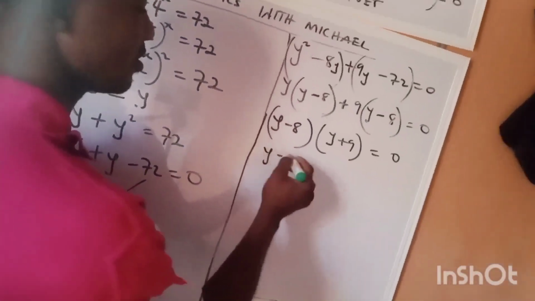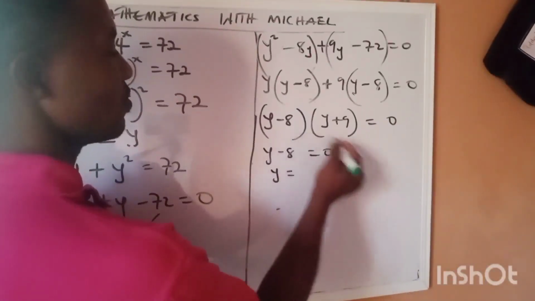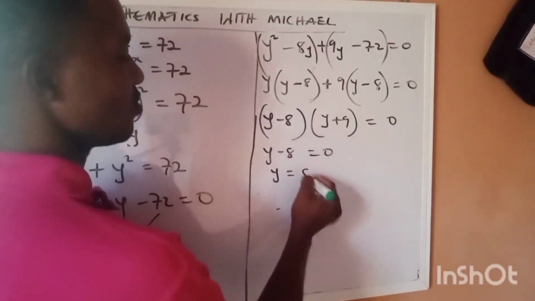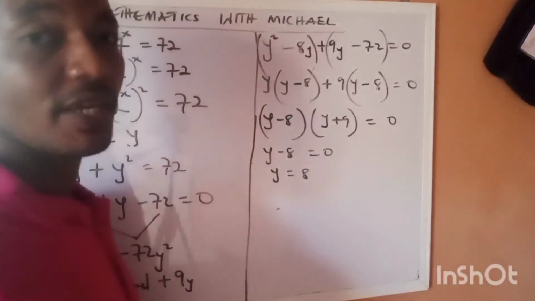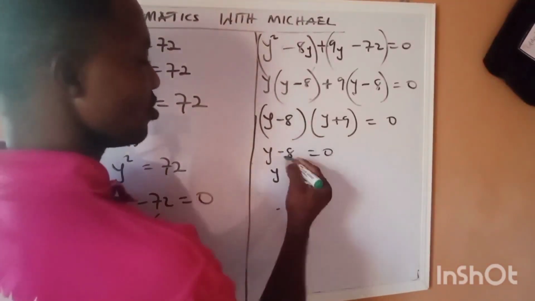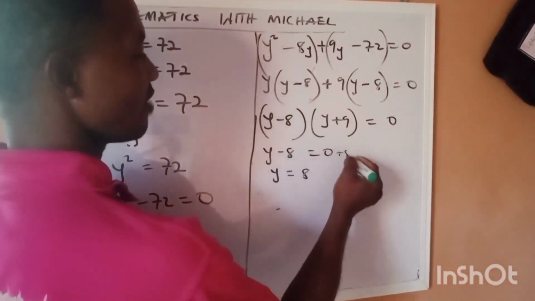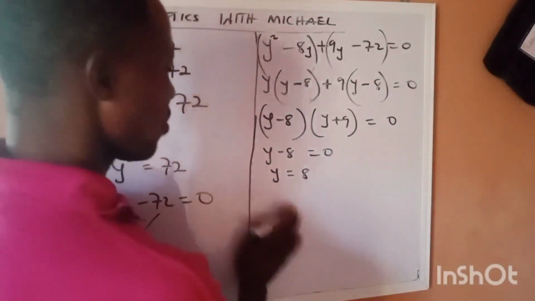So let's start with y minus 8. If y minus 8 is equal to 0, definitely y will be 8. Minus 8 moving to this side will give me positive 8. So definitely y will be equal to 8. How did I get my 8? When I move minus 8 to this side, I have plus 8. 0 plus 8 is what? 8. Do you see that now?